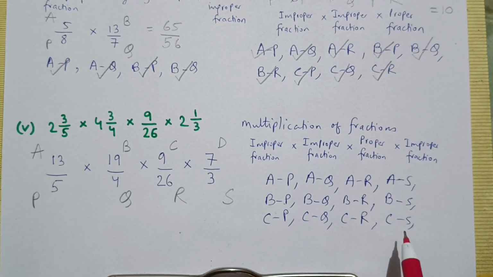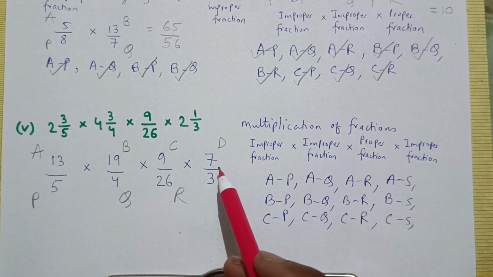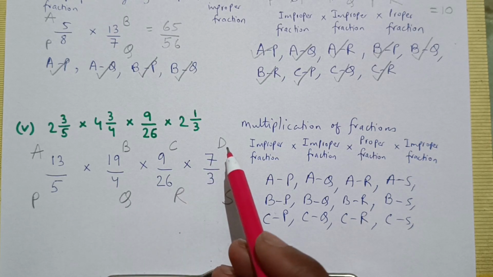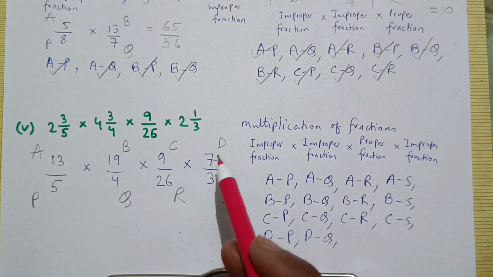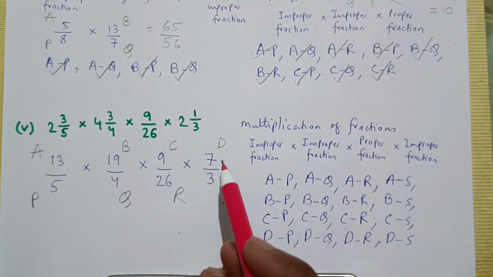So these 4 are numerator denominator pairs with the numerator 9. And now let us take the numerator 7 and form numerator denominator pairs with this numerator 7. One is 7 by 5, so DP. One is 7 by 4, so DQ. One is 7 by 26, so DR. And one is 7 by 3, so DS. So these 4 are numerator denominator pairs with the numerator 7.